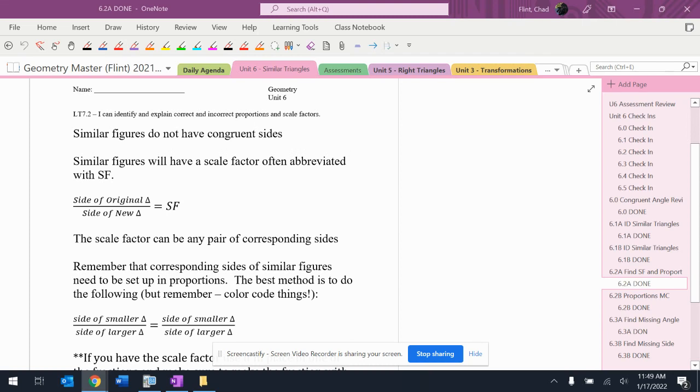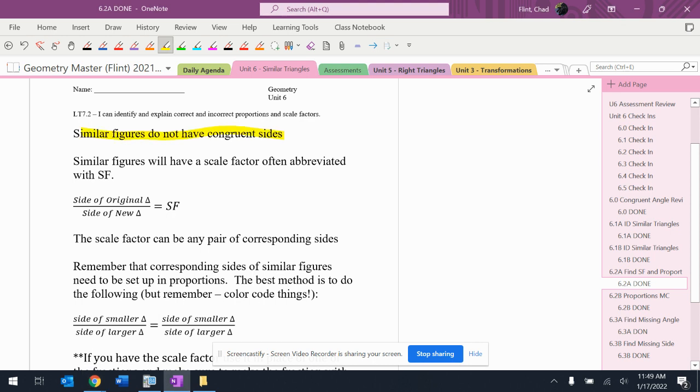All right, so one of the things that we have to be the most careful with in similar triangles, and I'm actually going to do it first because I think that we want to be really, really careful with setting this stuff up, is playing around with the sides of the similar triangles. All right, so number one, similar triangles do not have congruent sides.